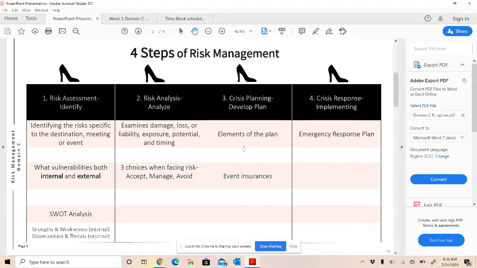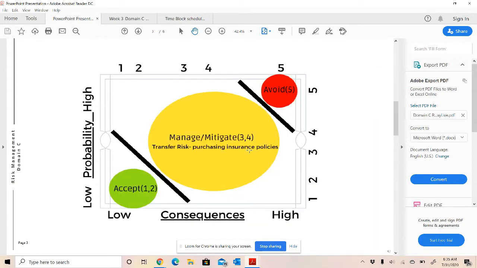In this step, you're developing and implementing your emergency response plan. And we'll go deeper into that in another slide as well. But just make sure you know the 4 steps of risk management and what is included in each of these steps. Okay, so this is the probability versus consequences.